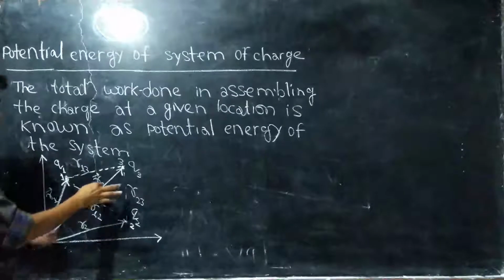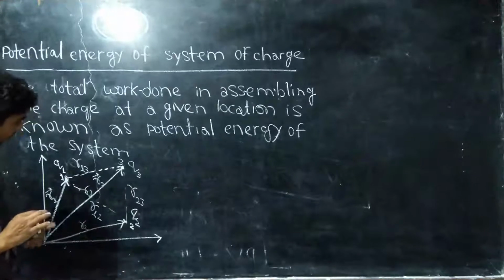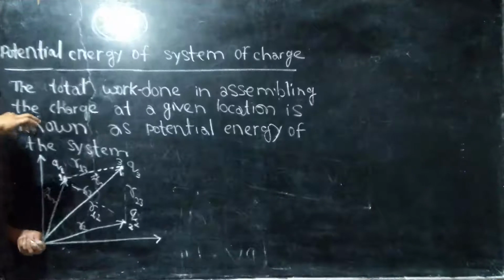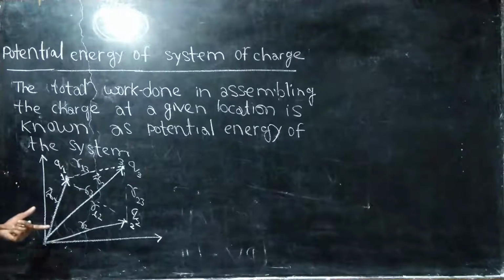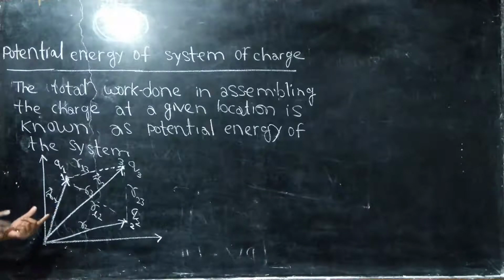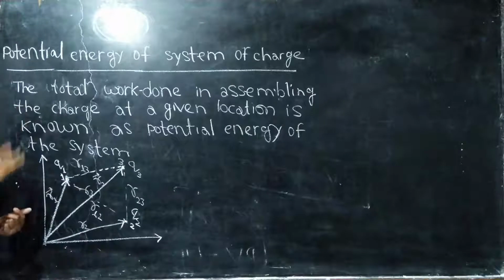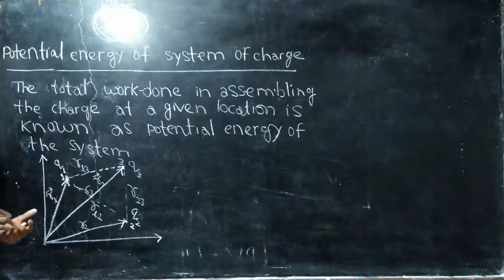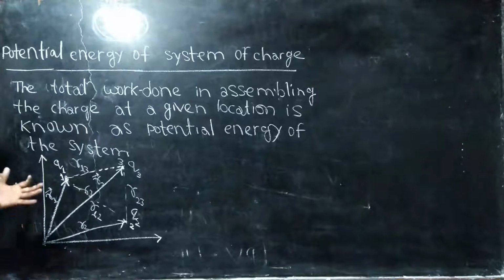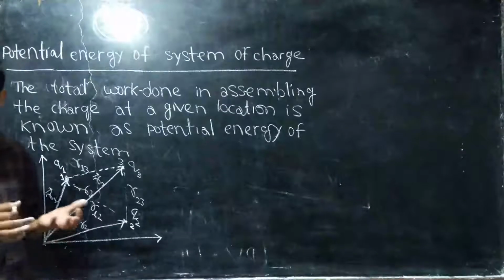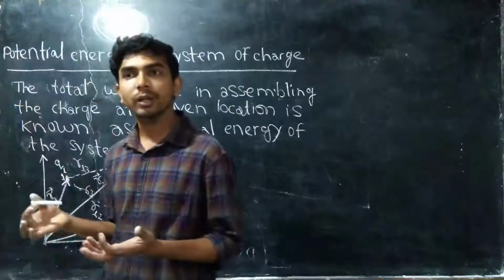Now, these are the system of charges, okay. And what do we have to find? The potential energy of the system of charges, right? To find the potential energy, we have to find the work done. How much work done is needed?